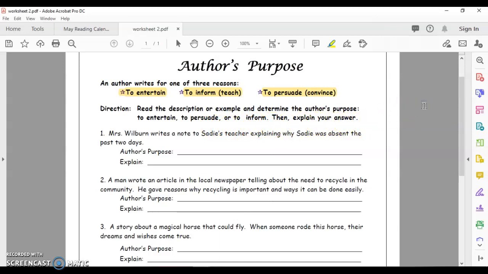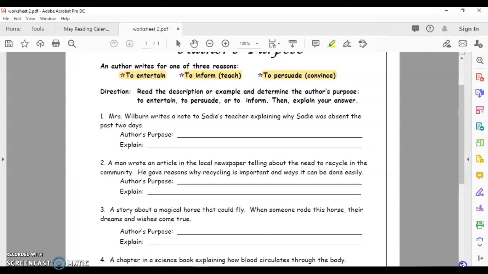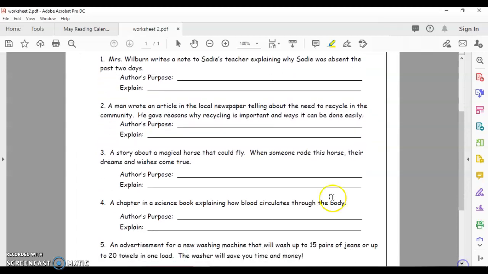We have worked on author's purpose throughout the school year, so this isn't new. So let's review. Number 1, Mrs. Wilburn writes a note to Sadie's teacher explaining why Sadie was absent the past 2 days. Okay, so what do we have here? Someone is writing a note to explain why Sadie was absent the past 2 days.